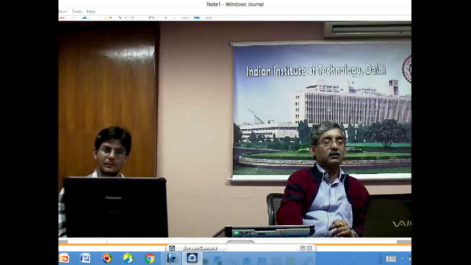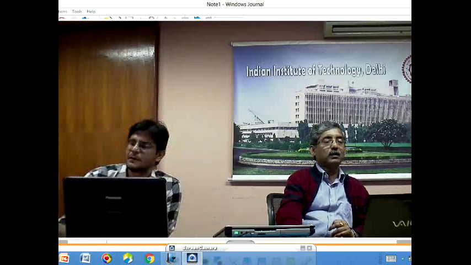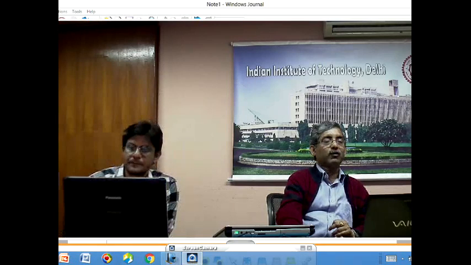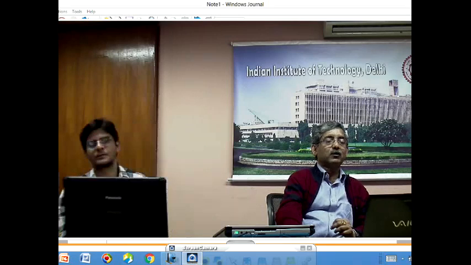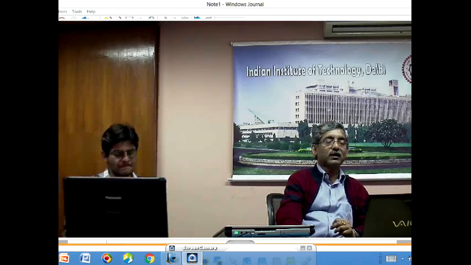So for Izod, what we do, we incorporate one notch of 45 degree angle in the middle, and the lower side is gripped on the support, and the upper side is hit by the pendulum, with the notch faced on the impact side, and we get the impact value. Okay, impact energy and impact strength we get.